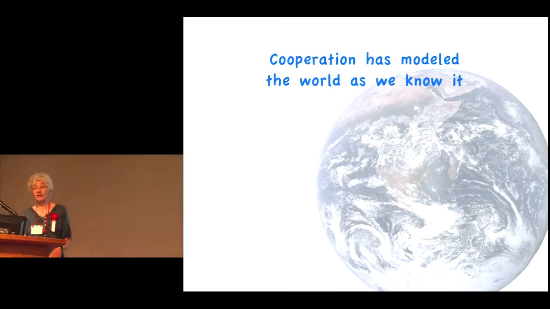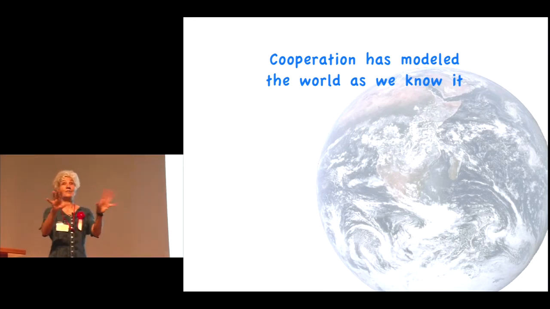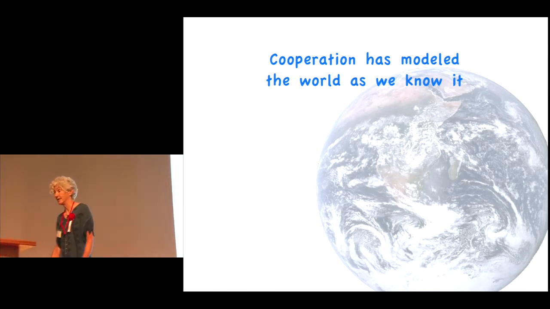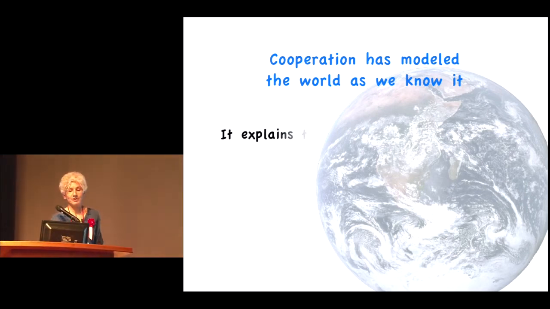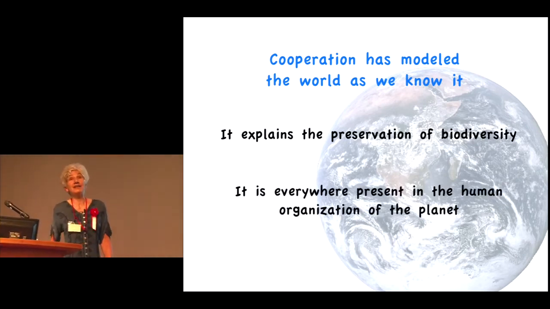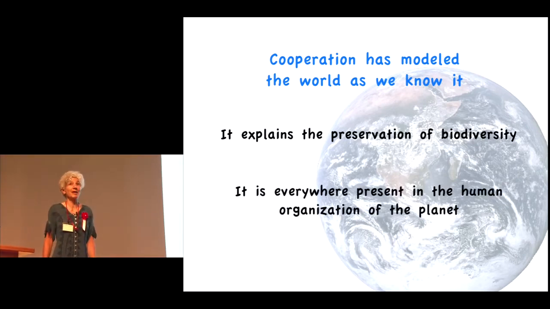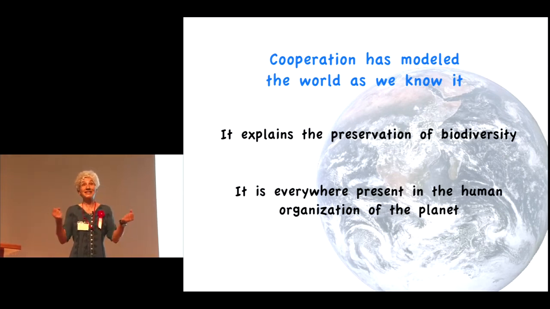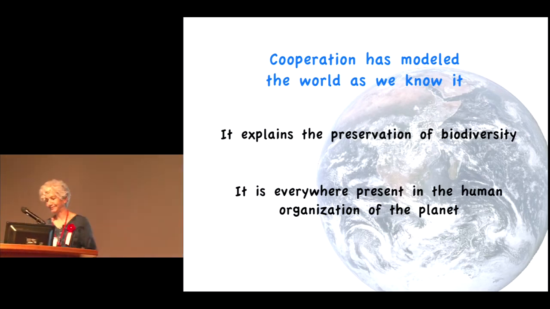cooperation has modeled the world as we know it. So in many species, we could observe mechanisms of cooperation, and they explain the preservation of biodiversity. And it is everywhere present in the organization of the planet. At many levels, the countries, they have the choice of competing and cooperating. But when you see that if you try to have a strategy, the other country will also have a strategy, maybe we are better to cooperate.